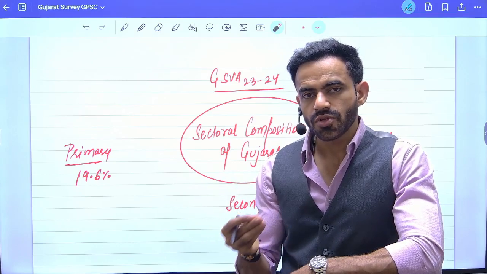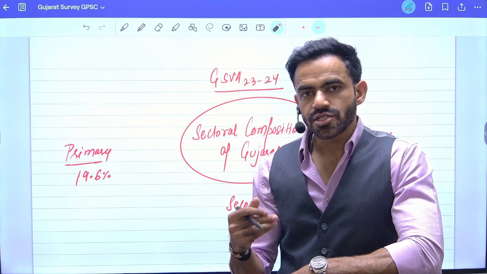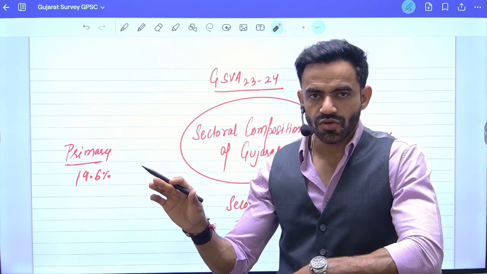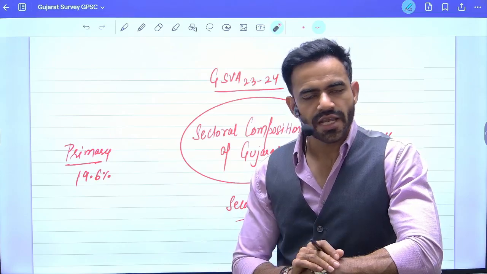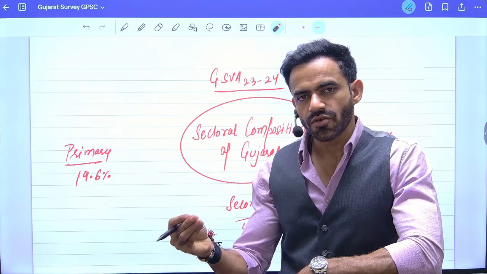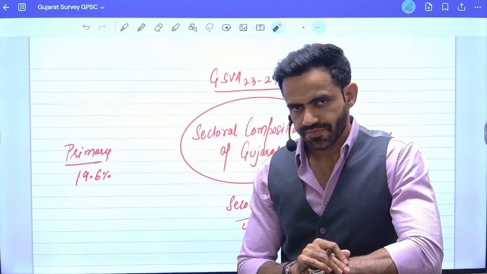Gujarat is in the top position in terms of installed renewable energy capacity in India. In terms of wind, it is in the top position. In terms of solar, it is in the second position. In terms of nuclear, it provides roughly 22% of India's nuclear energy.